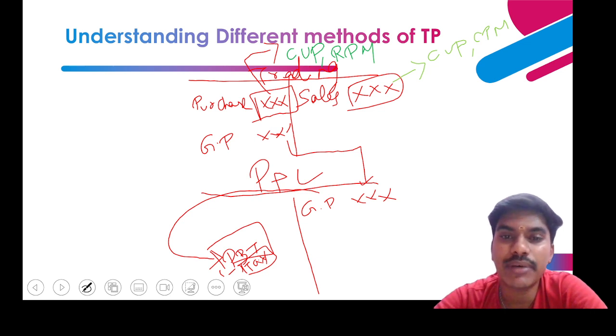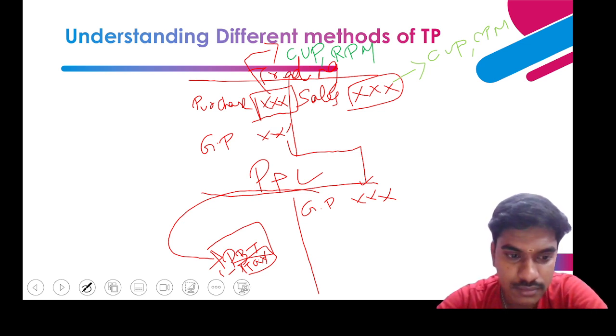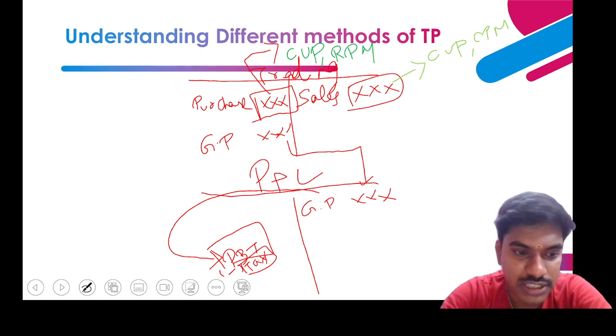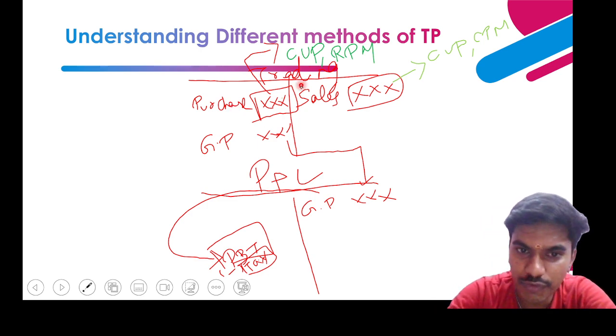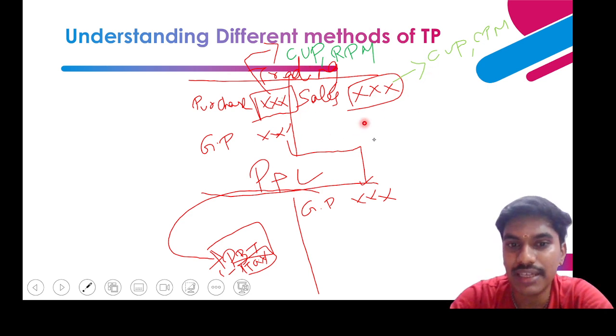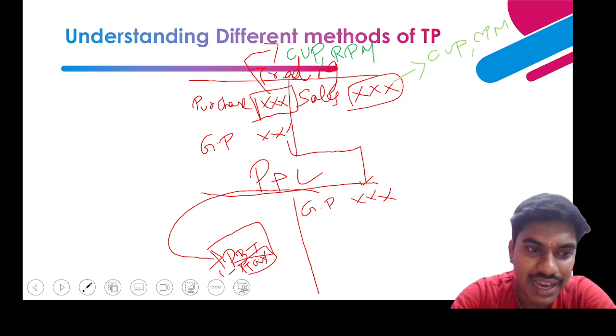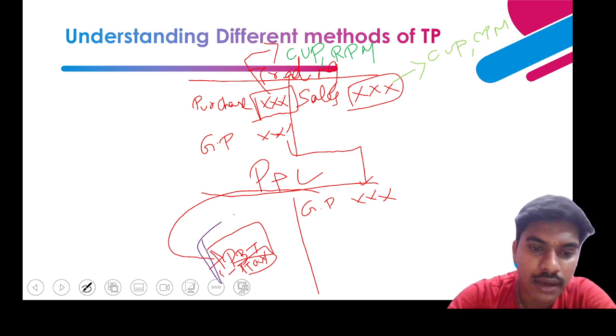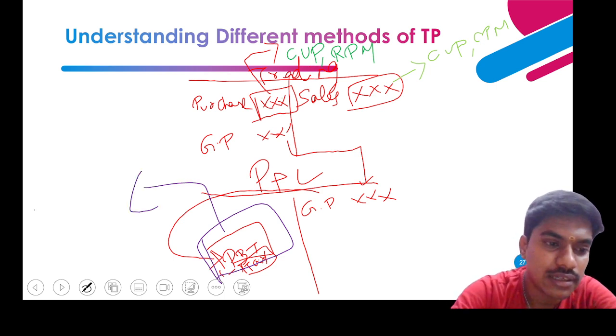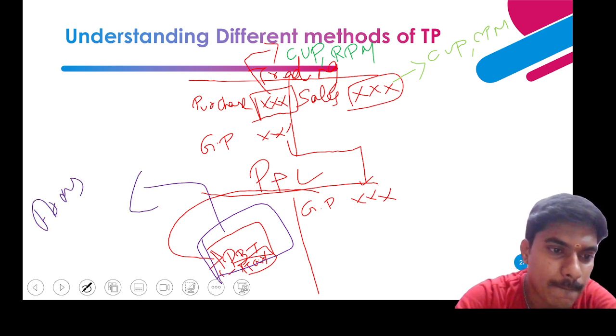In the TNMM method, what am I going to determine? Instead of determining this purchase, instead of determining the sales, I am directly determining the arm's length PBT.